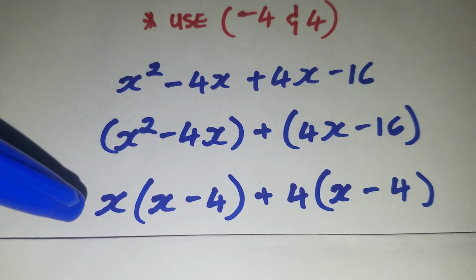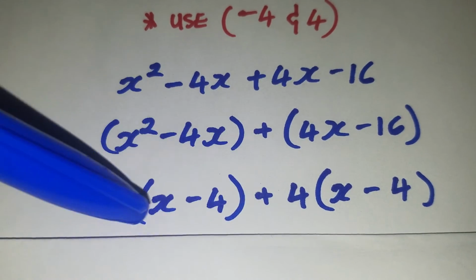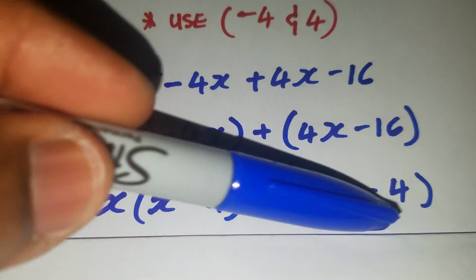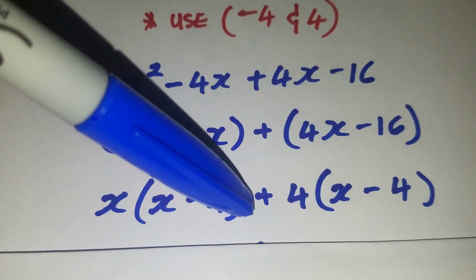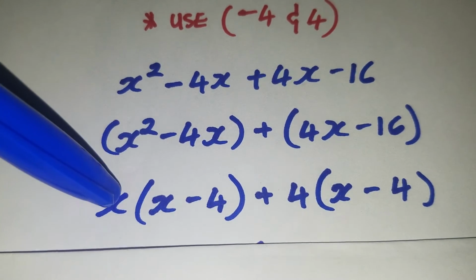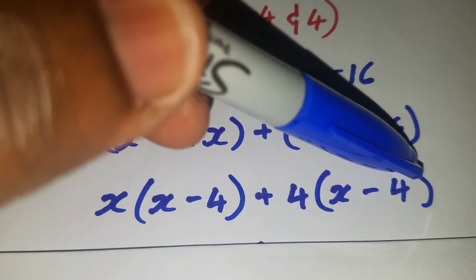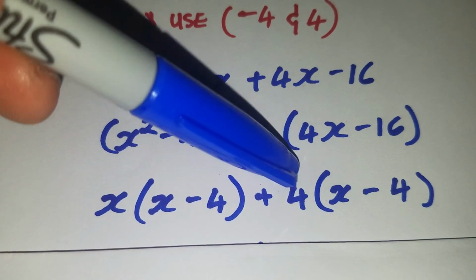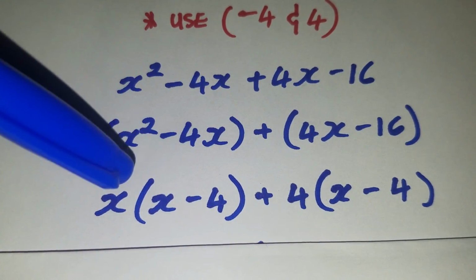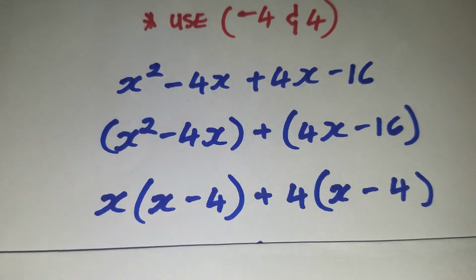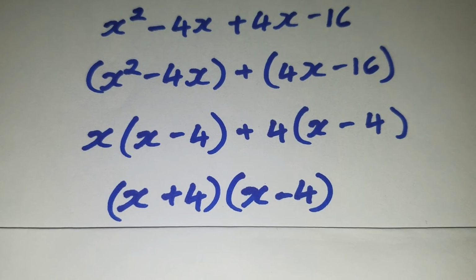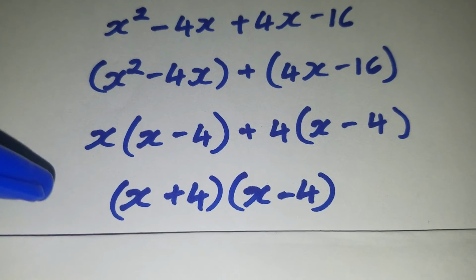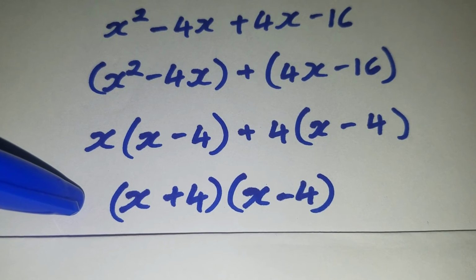Further factorizing, we will see that on this side we have x minus 4, while on that side we have x minus 4. So we now need to factor out x minus 4 from this side, and we're left with x, plus, when we factor x minus 4 out of this side, we're left with 4. So we're left with x plus 4 multiplied by x minus 4 as the factored form. So this expression is now factorized.